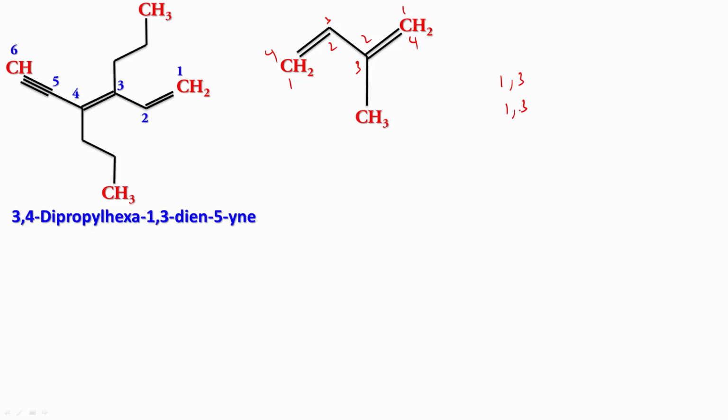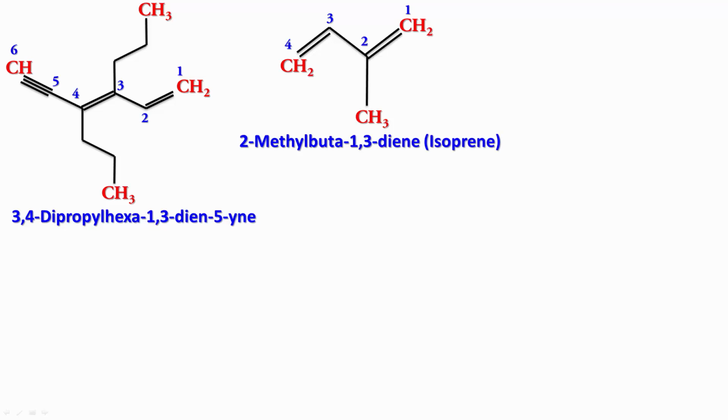Both are double bonds. So now I give preference to the substituent. So in this particular numbering, the substituent got number 2. In the numbering from the left side, it got number 3. So I prefer the numbering from the right side. So the numbering is done like this. This molecule now becomes 2-methyl buta-1,3-diene, and its common name is isoprene, which can also be used as an IUPAC name.